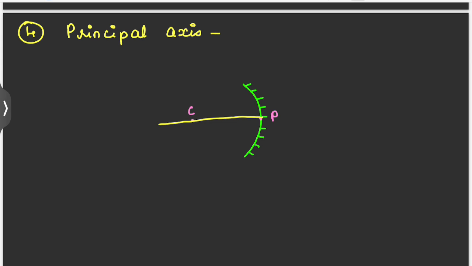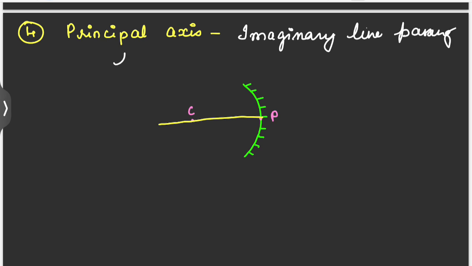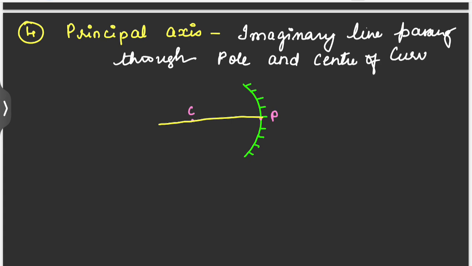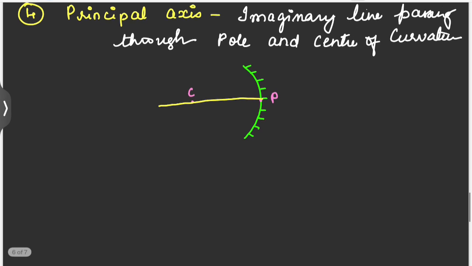So what definition will you write now? Here you will write: imaginary line passing through. Which are the two points through which it is passing? It is passing through the pole and the center of curvature. So this is called the principal axis.